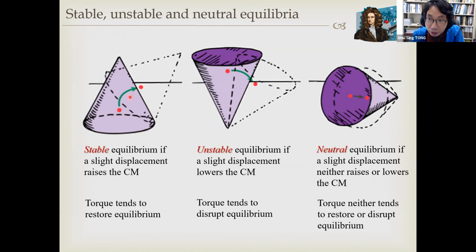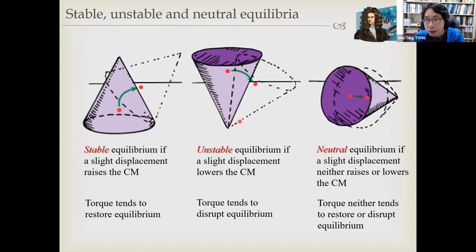When you tilt it, you can see the moment produced by the weight about the contact point will tend to move the cone back to its equilibrium position. So that is a stable equilibrium.